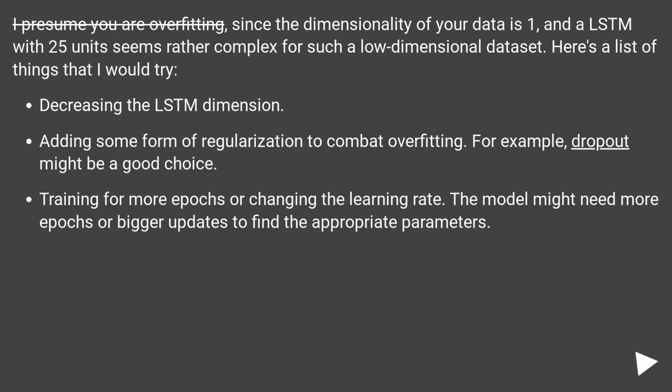Since the dimensionality of your data is 1, an LSTM with 25 units seems rather complex for such a low-dimensional dataset. Here's a list of things that I would try. Decreasing the LSTM dimension. Adding some form of regularization to combat overfitting, for example, dropout might be a good choice. Training for more epochs or changing the learning rate. The model might need more epochs or bigger updates to find the appropriate parameters.